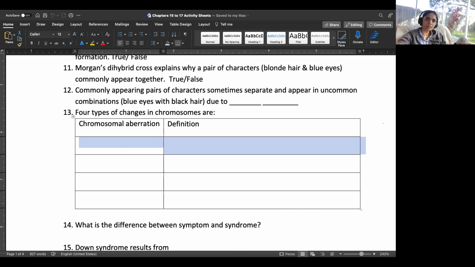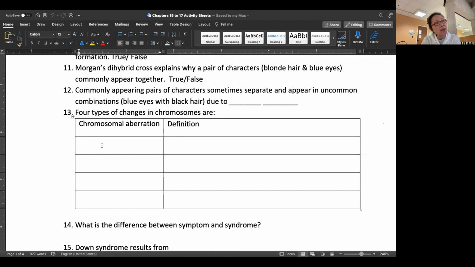Yeah. Next. Number 13, four types of changes in chromosomes. The first one is deletion. The definition is to remove a chromosome segment, like A, B, C, D, and then you only have A, B, D. So C is missing. That's the deletion. And the second one is duplication. It's to repeat segments, like A, B, C, D, and then you have B, C again.